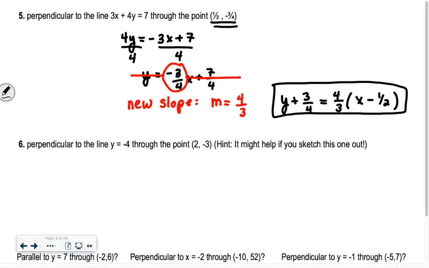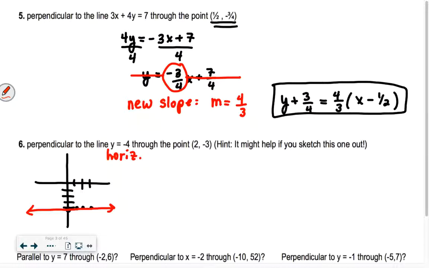Okay, there's no x. This is y equals negative 4. So if you think about it, it's every point that has a y value of negative 4. So I could have 0, negative 4. I could have 1, negative 4, 2, negative 4, 3, negative 4. All of those points that have a y value of negative 4. So is it horizontal or vertical? Horizontal, like a horizon, right? So this is a horizontal line.